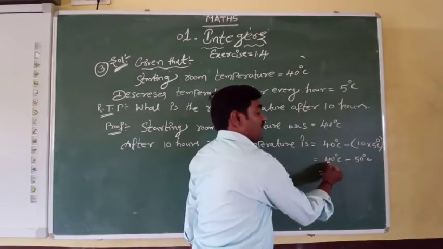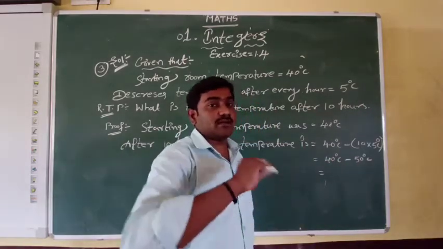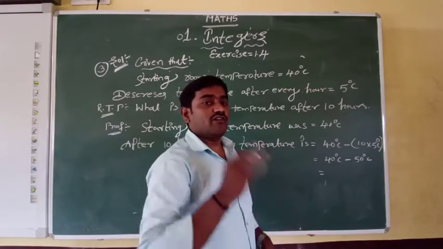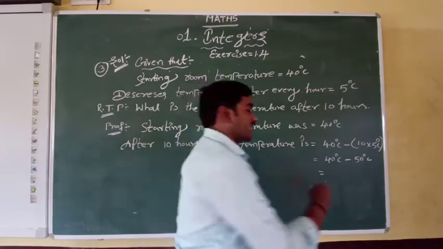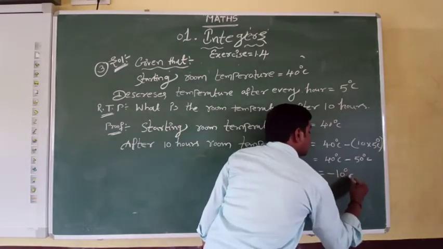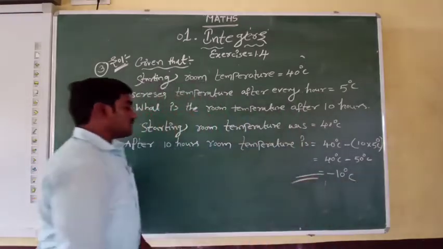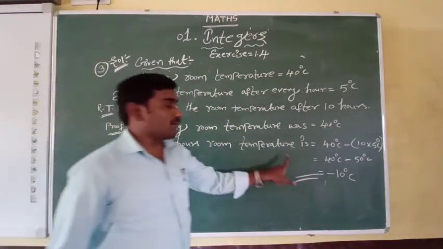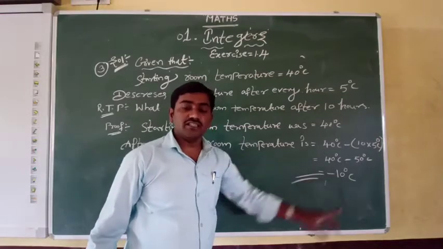So here, from 40 degrees centigrade subtract the 50 degrees centigrade. From 40 you subtract 50, we get minus 10 degrees centigrade. So this is the answer. After the 10 hours the room temperature is minus 10 degrees centigrade.